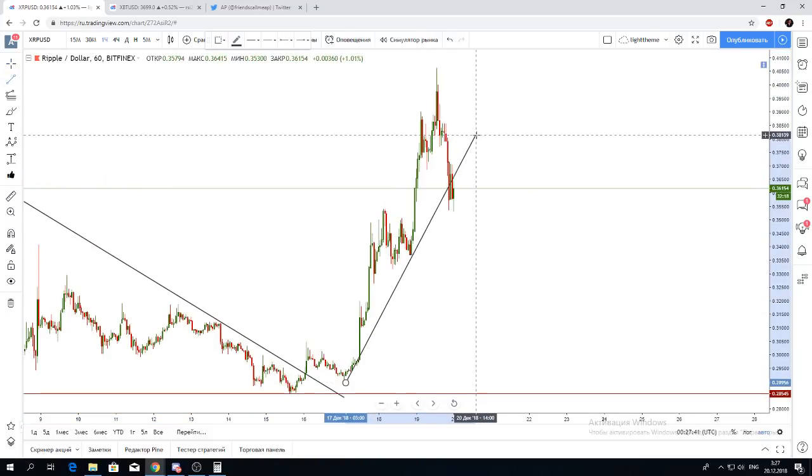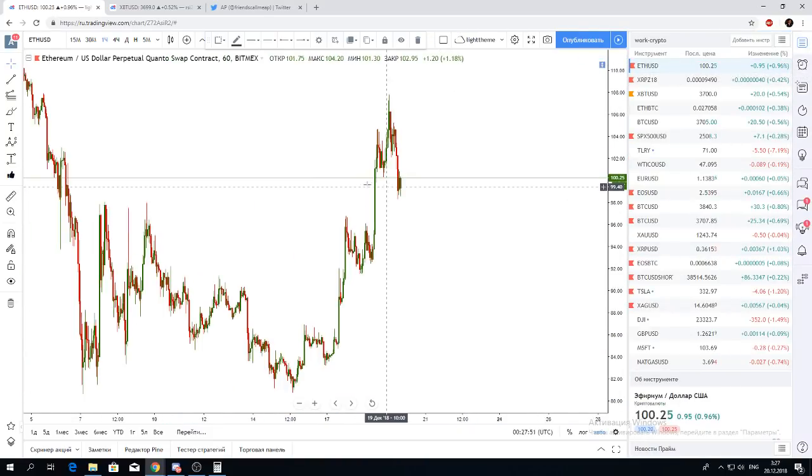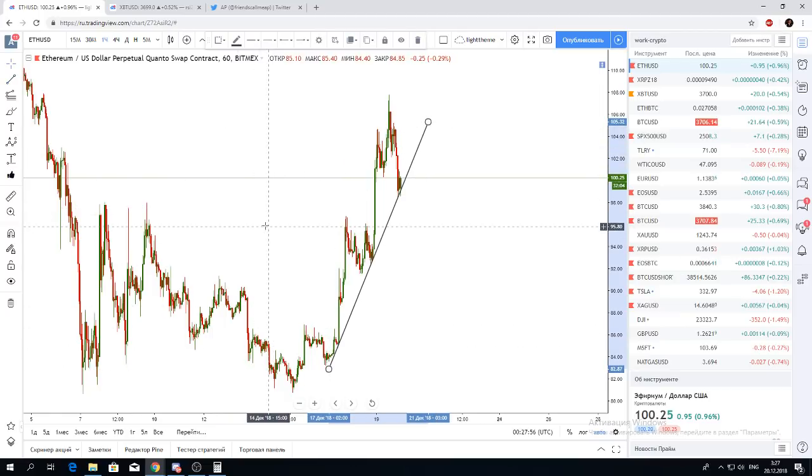Has it broken the ascending structure here yet? Yes, it did. So XRP is looking, and altcoins are generally looking a little bit more bearish than BTC, and as such they might be leading this correction. ETH is still within the channel. Okay, great there. XRP.